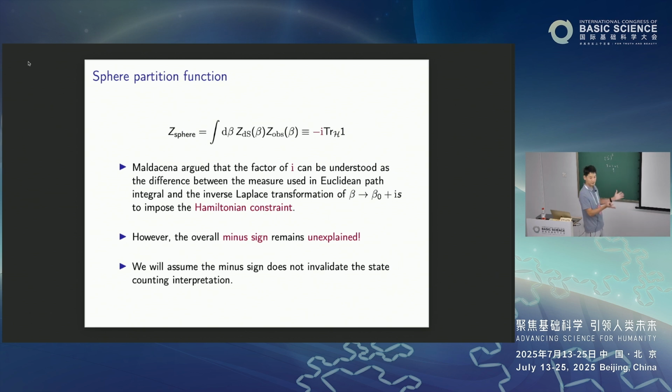Well, because it's a closed system, we do not fix the temperature around the observer. We do not fix the inverse temperature around the observer. So the observer trajectory could be of arbitrary size.